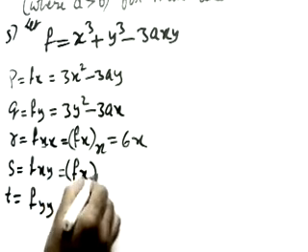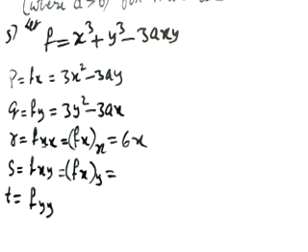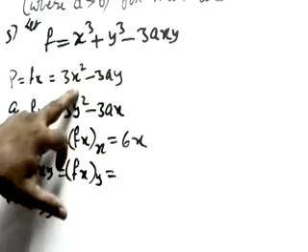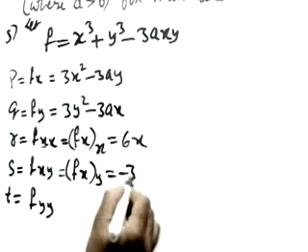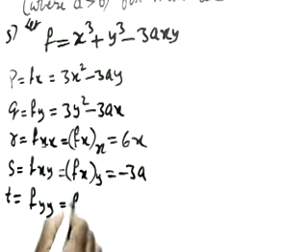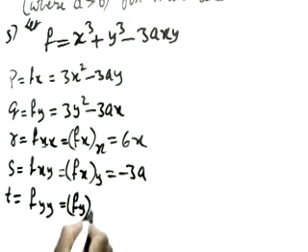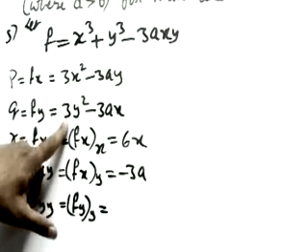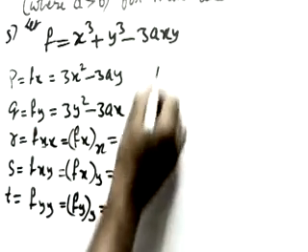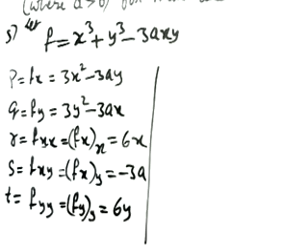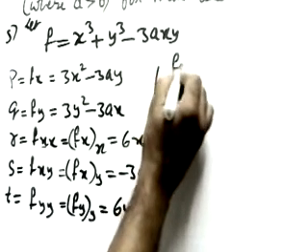Fxy means partial differentiation of fx with respect to y. We have to differentiate fx with respect to y. We don't have y here, so 0. Y is 1, 1 into minus 3a, so minus 3a. Lastly, fyy: we have to differentiate partially fy with respect to y. Differentiating y square gives 2y, 2 times 3 is 6y. We don't have y here, so 0. This is the first step.